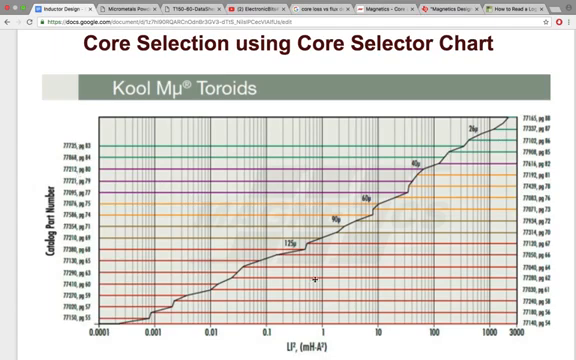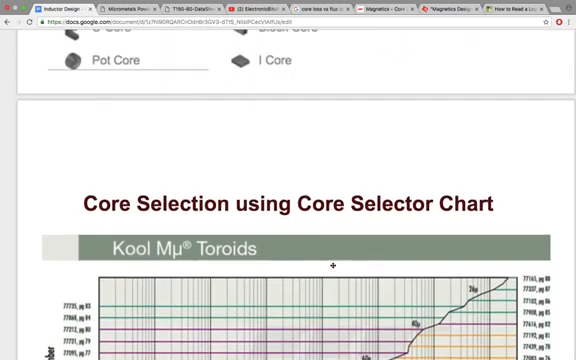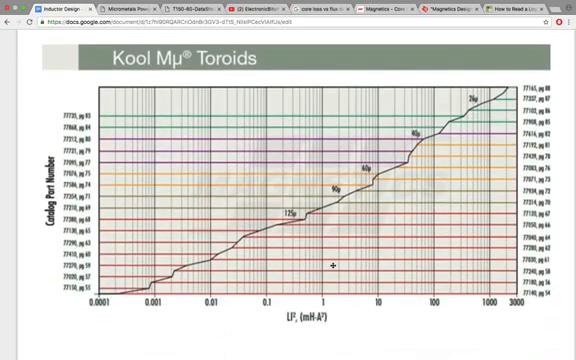So basically, this is a very simple method. But the problem here is that you have to get this chart, and I have got this one from Magnetics. They have provided this chart for selecting the cores, but some other manufacturers may not provide this. So depending upon the manufacturer data sheet, or the availability of the data, you can choose the method. Okay, so this is the first method, which is very simple to use.